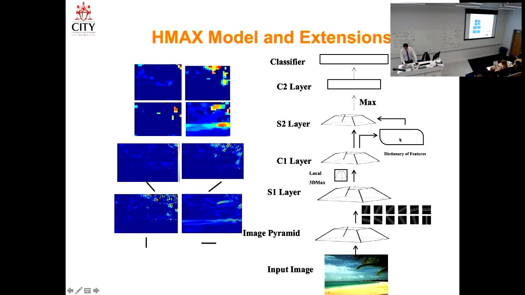From the dictionary of features, I compare each individual item, each individual 4x4, 8x8, 12x12, 16x16, whatever size I have, with the patches of the same size in this one, all over this pyramid for each individual image. And I find the distances, and I take the max, which is the best distance that I could find. And then I create a C2 layer.